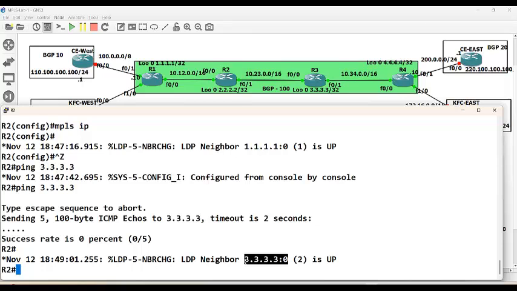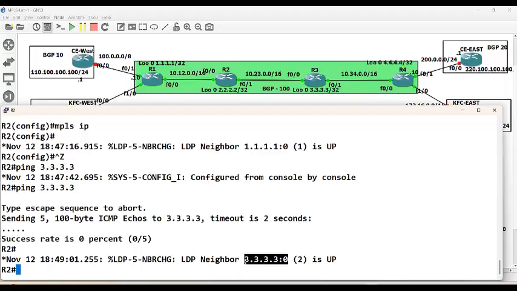In R2 and R3, except BGP, I have the other two. Now, these three protocols running on R1 should choose the same address as the router ID. Not different addresses: OSPF one address, BGP another address, MPLS another address. No, it should not be. It should be the same address. Usually it will be the same address only, unless you go and mess with the BGP by giving a manual router ID.